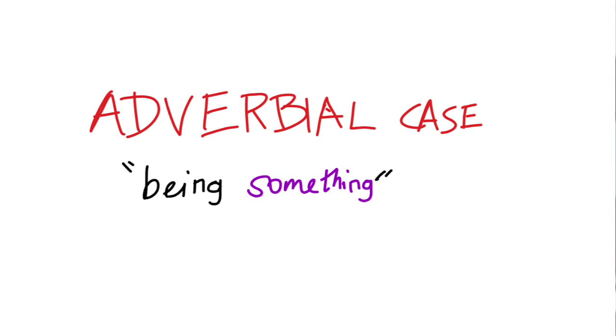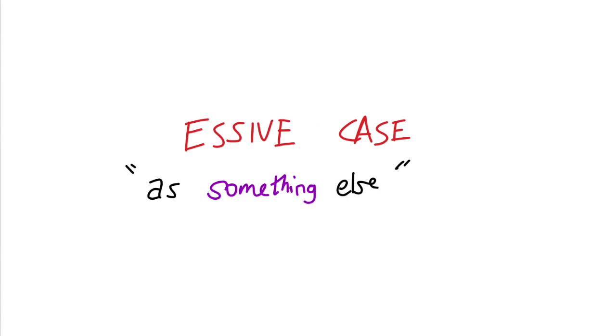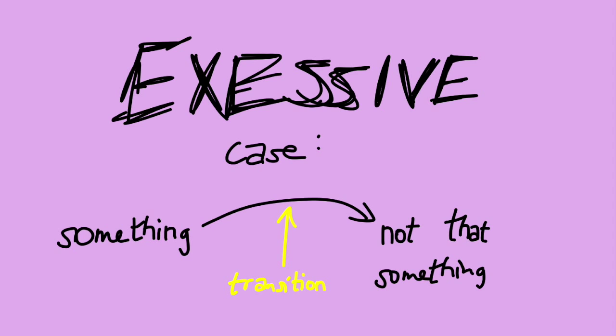The adverbial case describes something as being something else, while the comparative case describes something as being similar to something else. The equative case does almost the same thing. The essive case means as something else. The essive modal case describes as a thing, but specifically in terms of the quality of being that thing. It gets weirder with the excessive case, which marks a transition from being the thing in question.